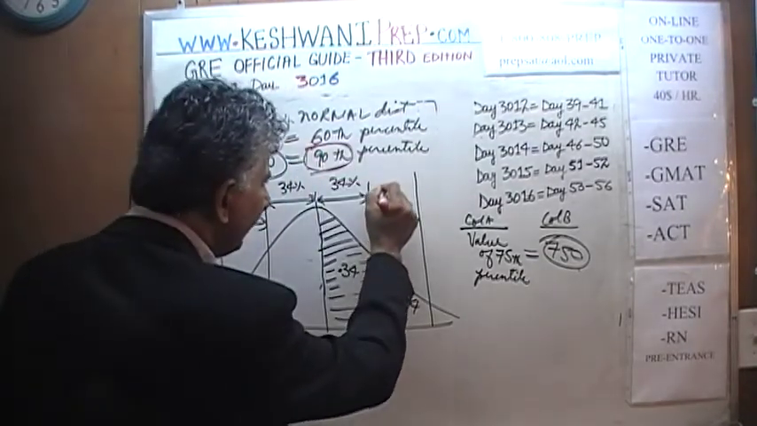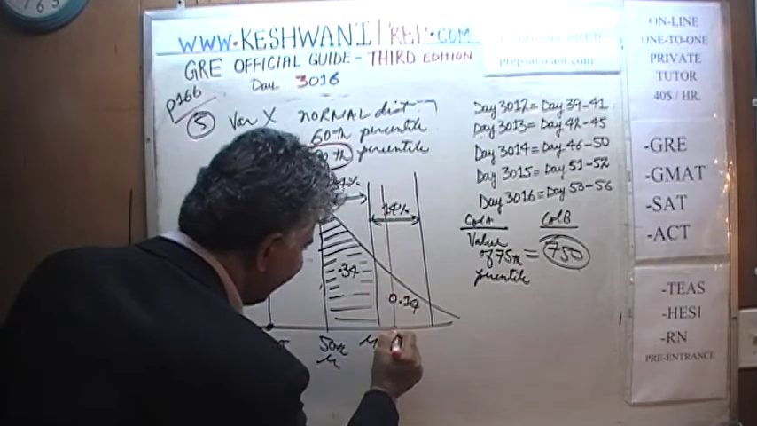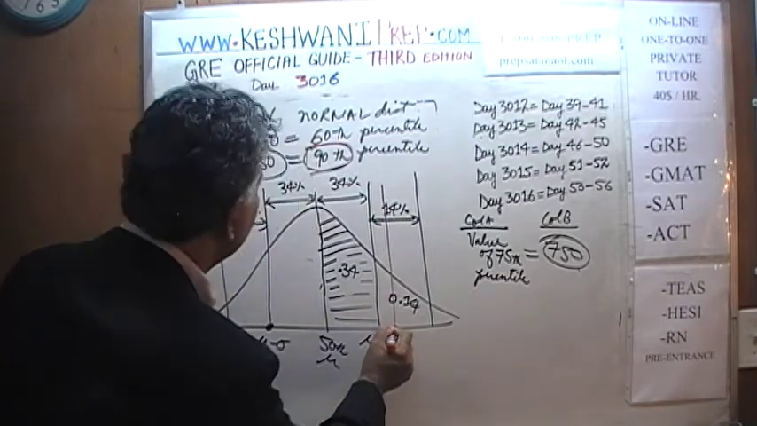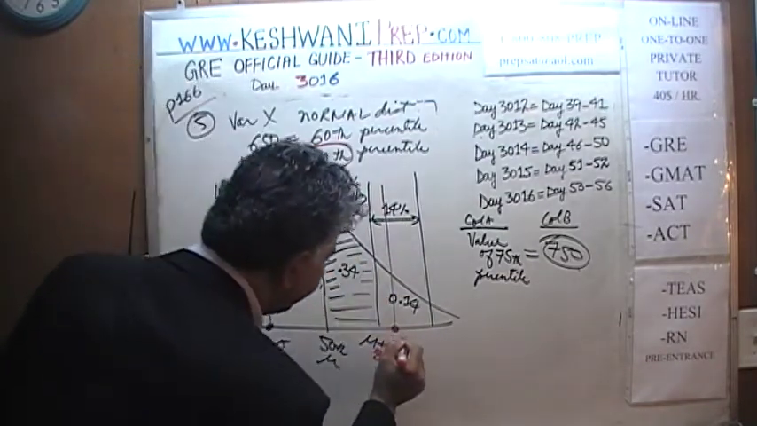90th percentile is going to be slightly above that. So let's put it right here. This is your 90th percentile. And that, we are told, is a score of 850.